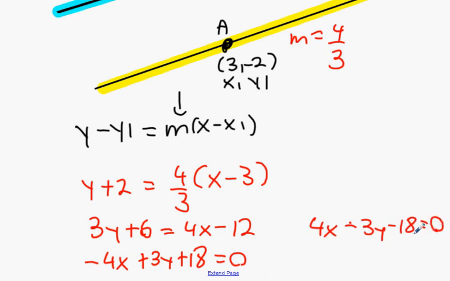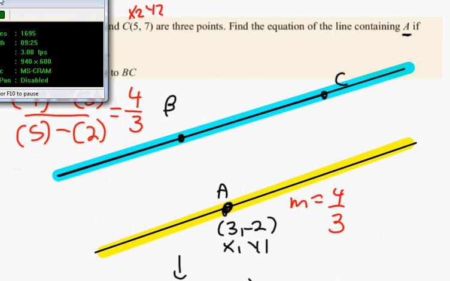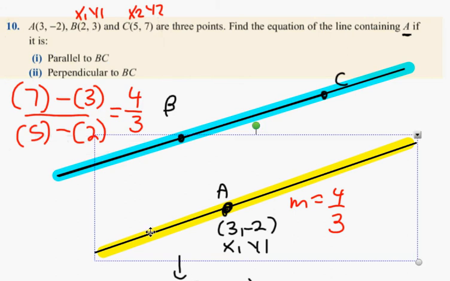Is that okay with you guys? Is there anything you want to question me about this? I'm going to pause it. Is there anything you want? The next one is different. It doesn't want a line that's parallel to BC. So this line is dead. We don't want the yellow line anymore.